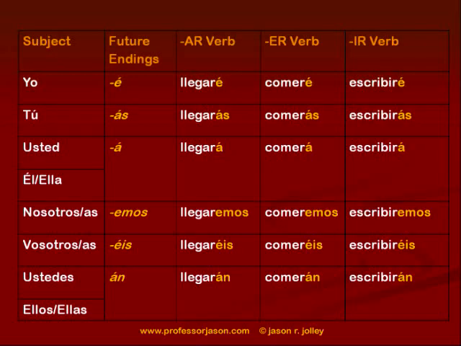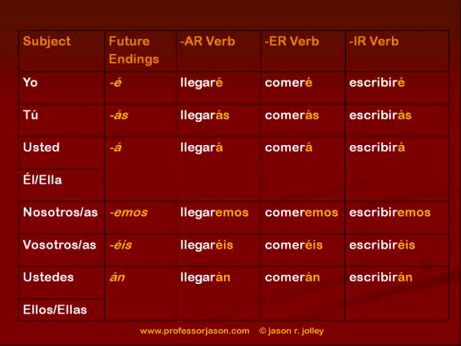Conjugations in the future tense are fairly easy to come up with, since in most cases you simply add the different endings you see on the table below to the infinitive or unconjugated form of the verbs. And the endings are the same whether you're talking about an AR verb like llegar, to arrive, an ER verb such as comer, to eat, or an IR verb like escribir, to write.